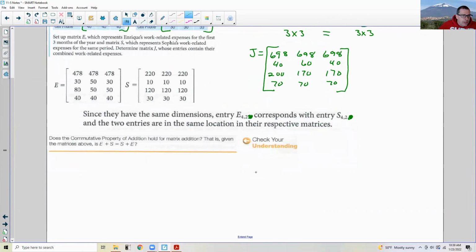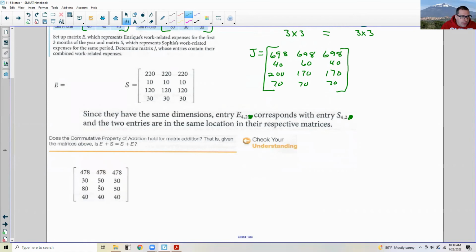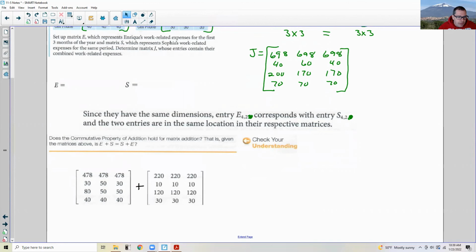And it says, does the commutative property of addition hold for matrix addition? That is, given the matrices above, is E plus S equal to S plus E? So I'm going to do that. I'm going to take E, and I'll just bring it down here. Here's E, and I'm going to add it to S. Okay, so here's E plus S.